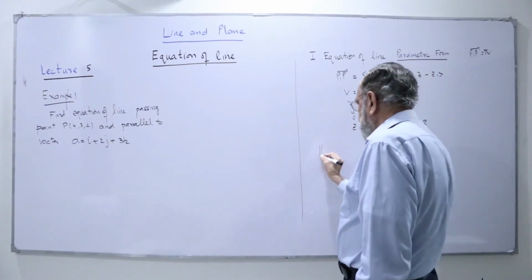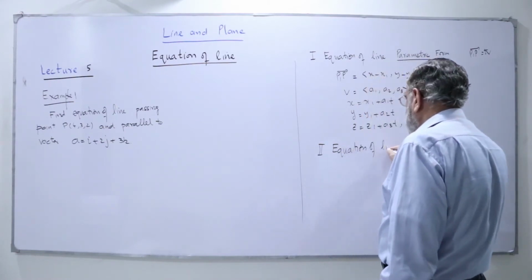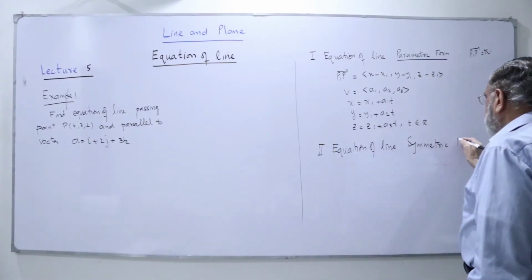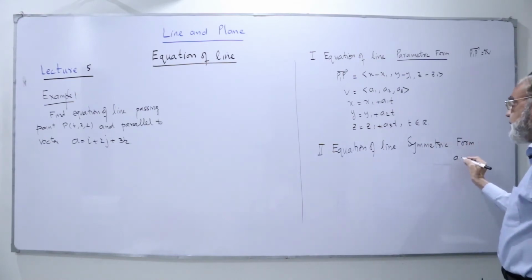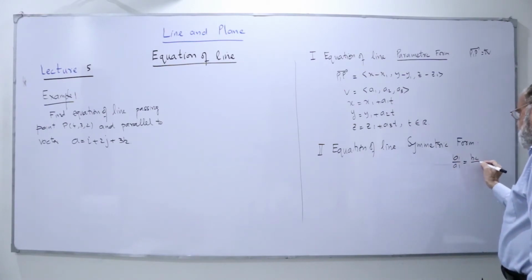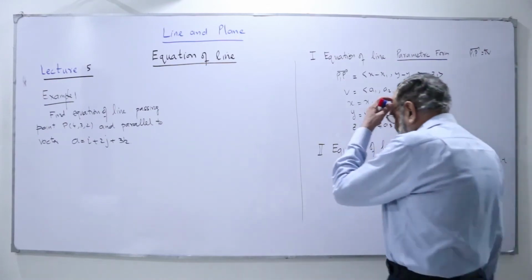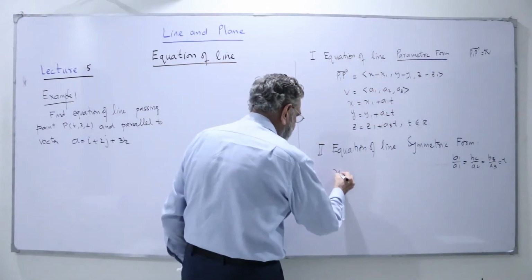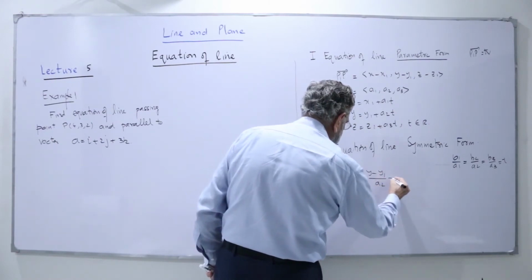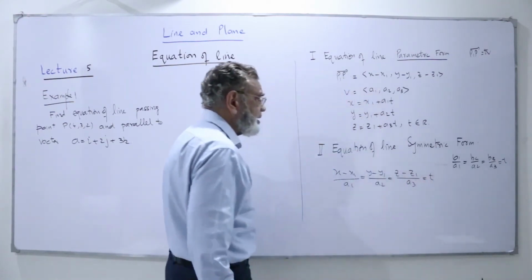The second is the equation of the line in symmetric form. There we use the definition that (x minus x1) over a1 is equal to (y minus y1) over a2 is equal to (z minus z1) over a3 equal to t. So our P1P, we take this as b and this we take as a. So we get here x minus x1 over a1 is equal to y minus y1 over a2 is equal to z minus z1 over a3 is equal to t, some constant. T is any real number.